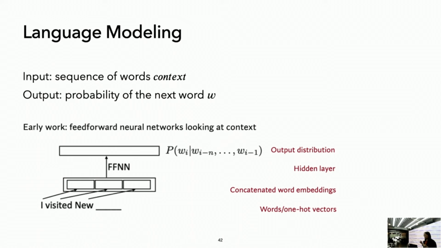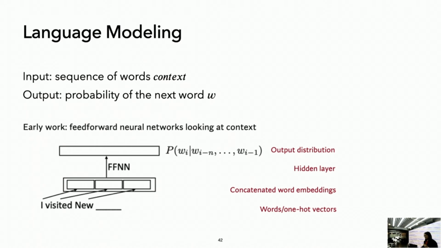At a very early stage, in the stage of feed-forward neural networks, we would predict this word using a feed-forward neural network, such as "I visited a new" and then blank. So we want to output "York" here. If you have all the previous words, W_{i-n} until W_{i-1}, we are going to predict W_i here. So this is going to be the output distribution. This is what we call the hidden layer, concatenating the word embeddings, word one-hot vectors, etc.